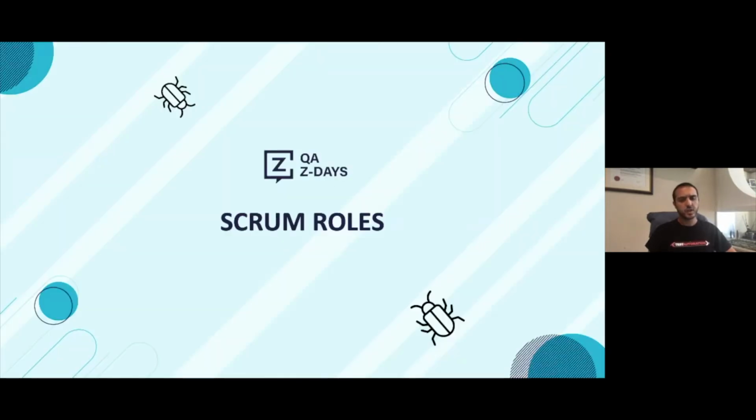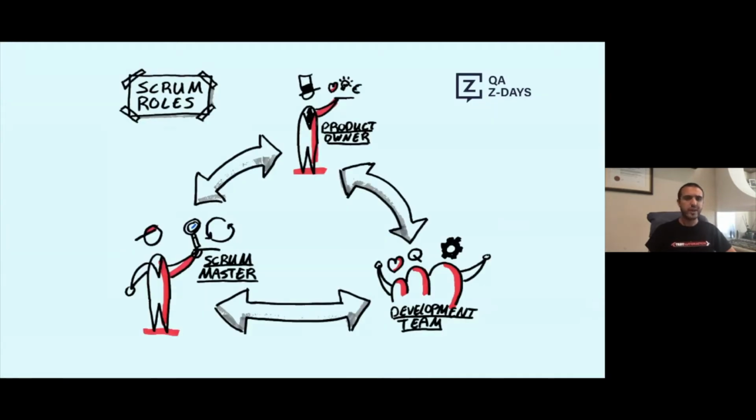So, let's talk about the first must-have, the Scrum roles. As I mentioned before, we have three formal Scrum roles. We have the product owner, we have the Scrum Master, and we have the development team. Together, these make up the Scrum team.